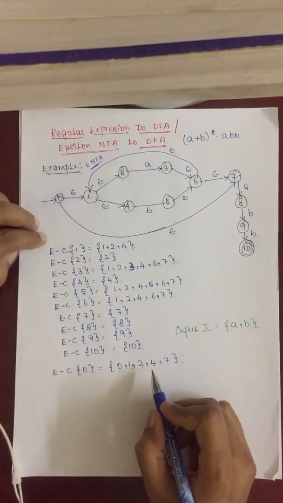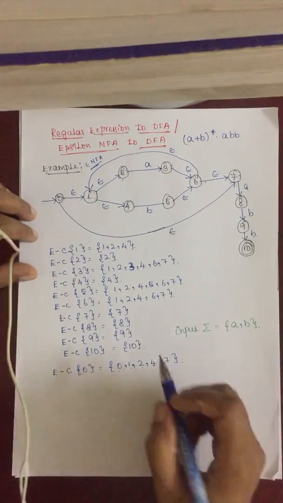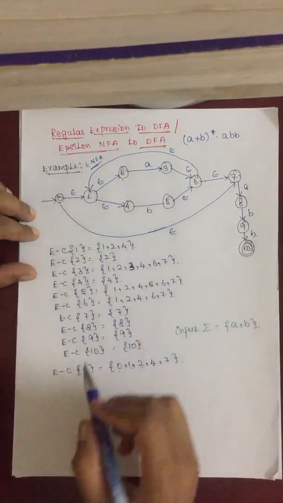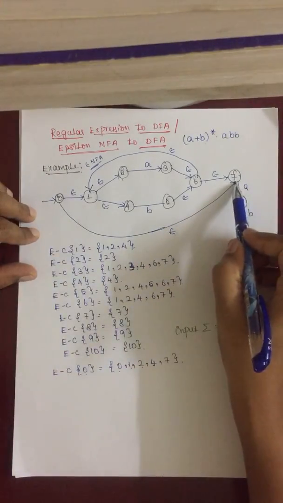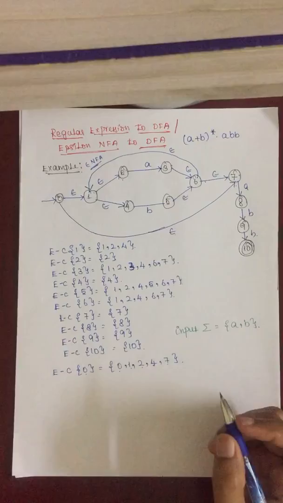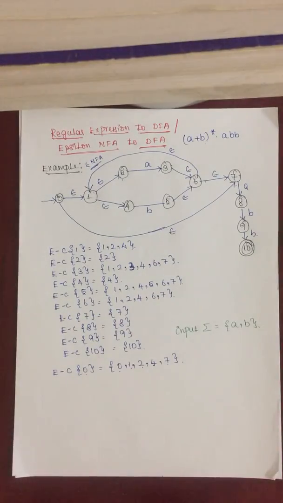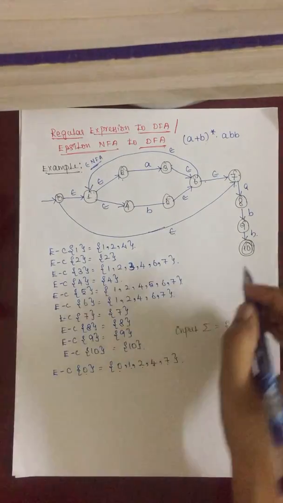Then again from 0 with epsilon, because our current state is 0, right? So from 0 it is going to the state 7 also. So I have included the state 7 also. So we have identified the E-closure for all the states now.